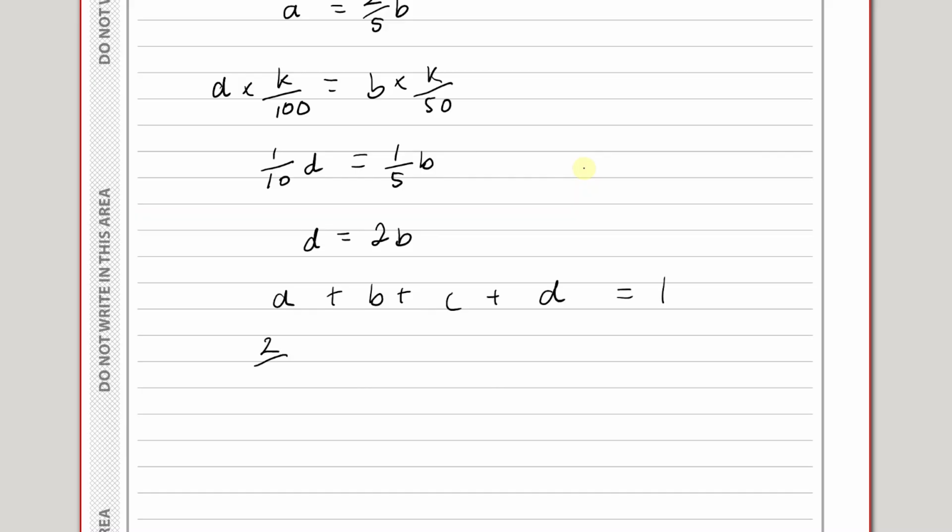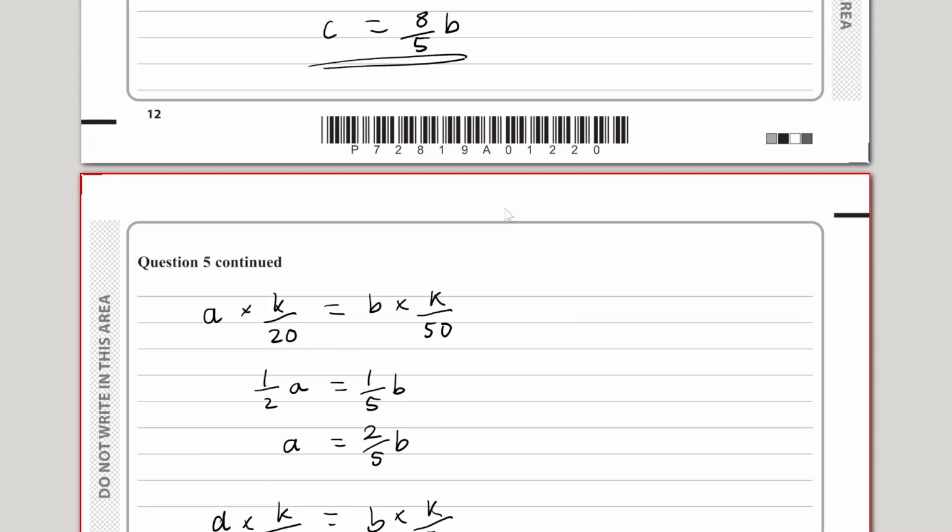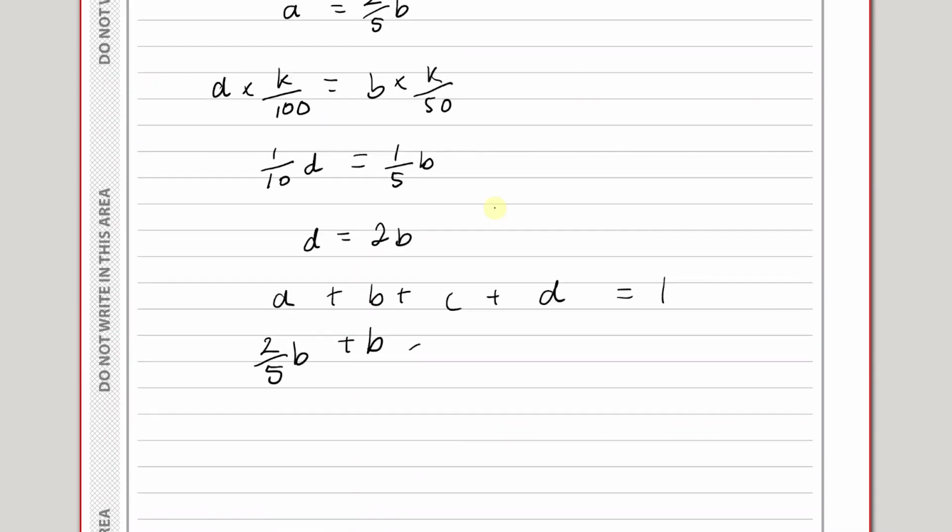A is 2/5 of b. B is b. C is 8/5 of b. And d equals 2b. So we've got 2/5 and 8/5 is 10/5, 2. So 2, so 3, 4, 5. 5b equals 1. b must be 1/5.